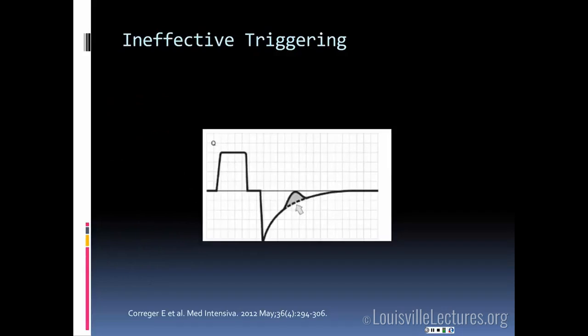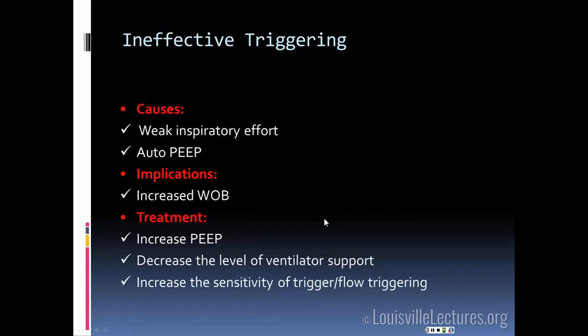The other mismatch is ineffective triggering, as you see here. So what causes ineffective triggering? If the patient is weak, or also very importantly, if there is auto-PEEP. If there is auto-PEEP, a lot of times the patient will not be able to trigger the ventilator. So it leads to increased work of breathing. And what can you do to fix that? You can decrease the sensitivity threshold of the trigger.